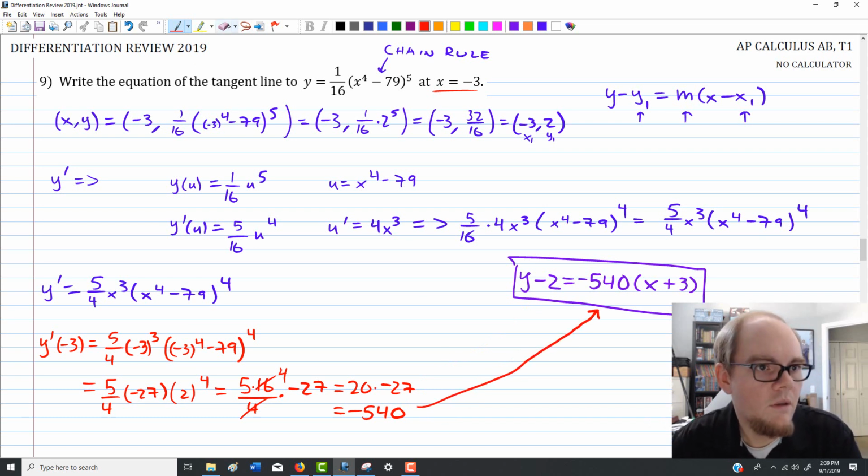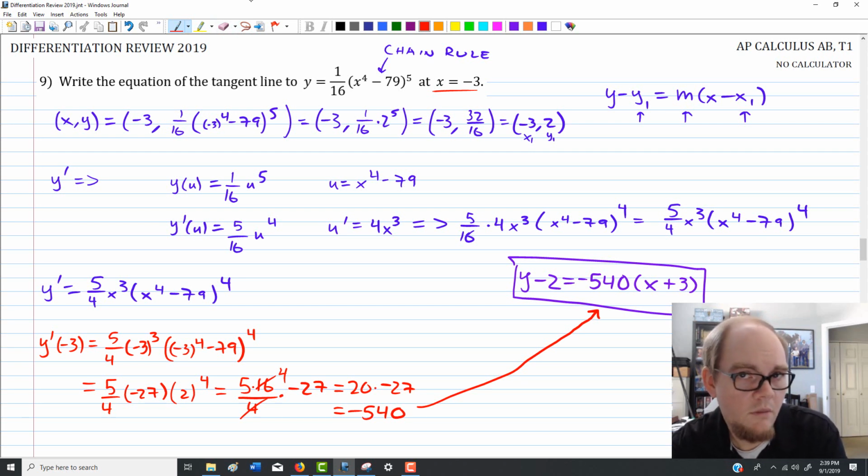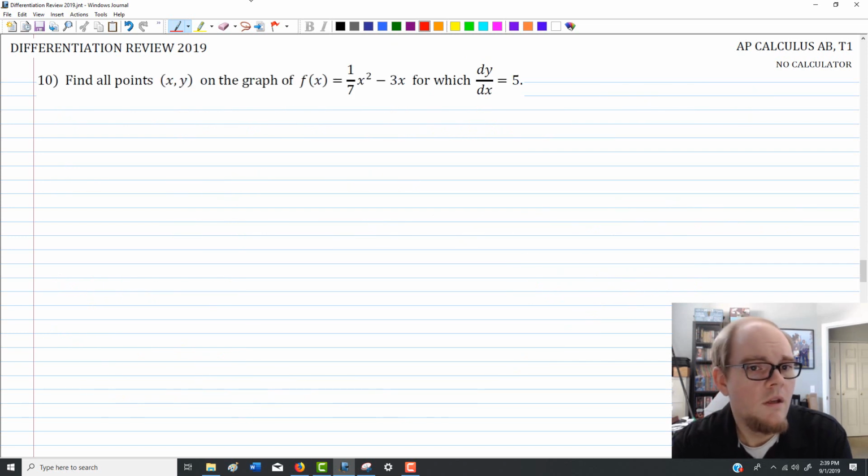So again, when we're dealing with tangent lines, of course you want to find the point itself, x and y, usually by plugging x into the function. And then you want to find the slope. In this case, we did have to use the chain rule, so it took a little bit more to get there. But not a super difficult problem to attack. A pretty standard chain rule problem.